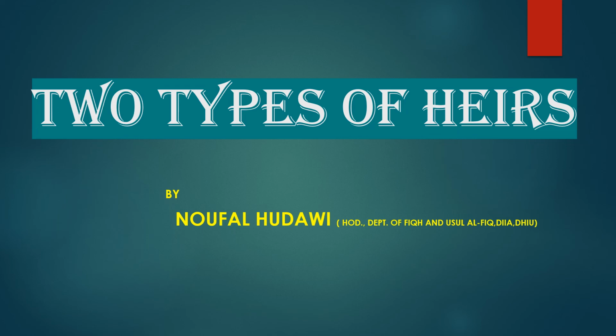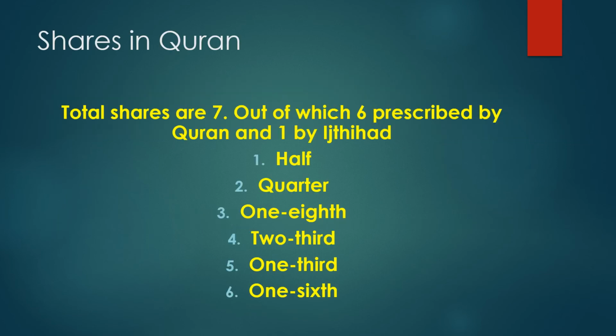Allahumma ameen. After we learn the 25 legal heirs in Islamic law of inheritance, we are moving to another very important chapter, that is two types of heirs. Please be informed, two types of heirs. Before we enter into the details, let me share with you how many shares there are in Islamic law of inheritance. The answer is a total of 7.